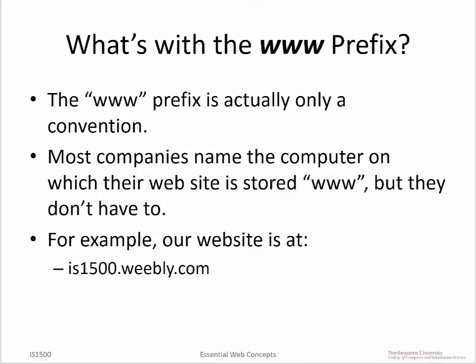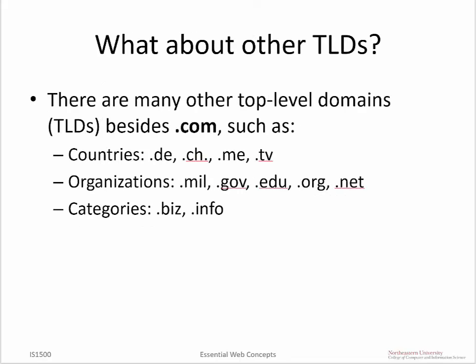For example, our course website is at is1500.weebly.com. There's no www involved there. Instead, our computer, or that domain, it's called a subdomain actually, is called IS1500. Now the .com part is your top-level domain, and that's the most common one, at least here in the United States.